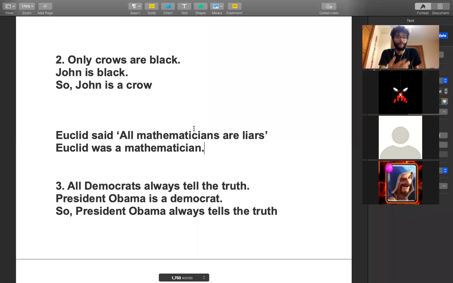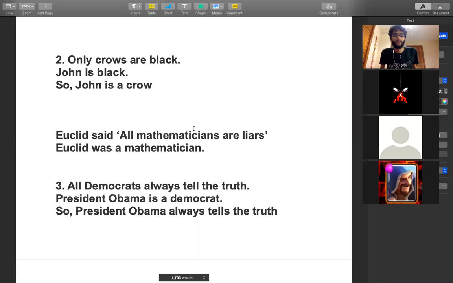So Euclid said all mathematicians are liars, and Euclid himself was a mathematician. Okay, so let's try to discuss this. The first thing we want to say is what is known here. What is something here which we can be certain about? We can be certain about the fact that Euclid is a mathematician. So that's a given statement. There's nothing to think about. Now the thing that we're thinking about is, is he telling the truth or not? And then depending on that, we are trying to come up with a conclusion.